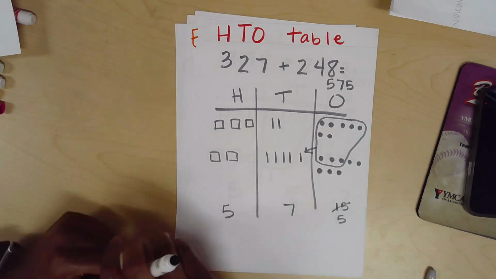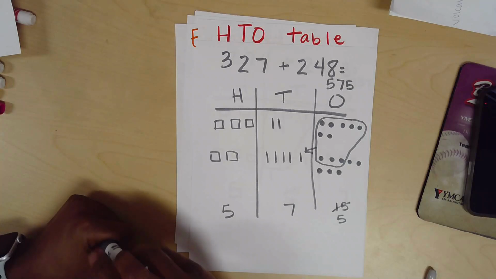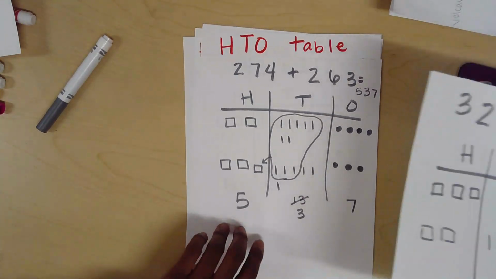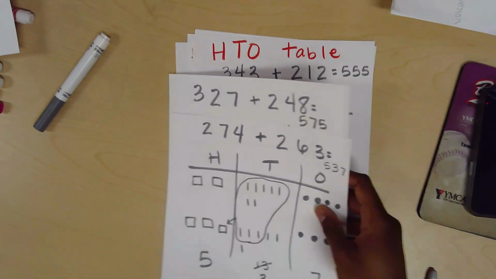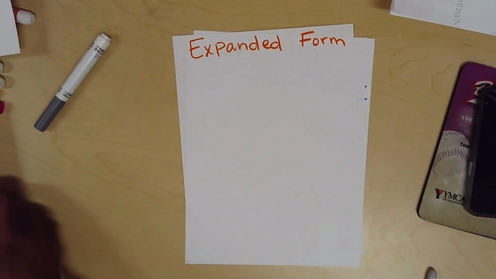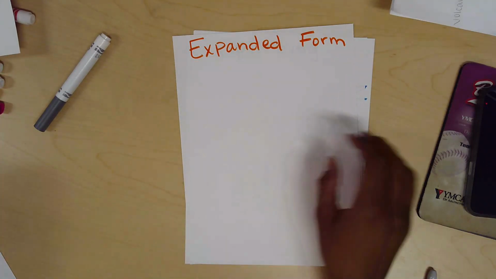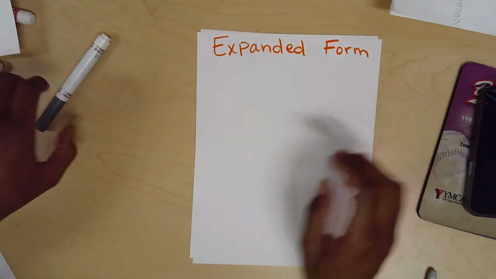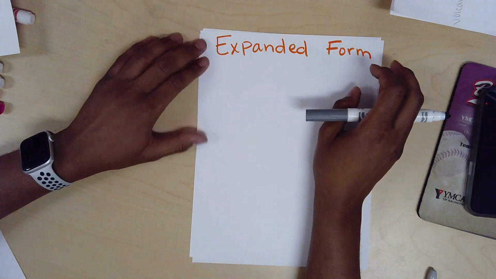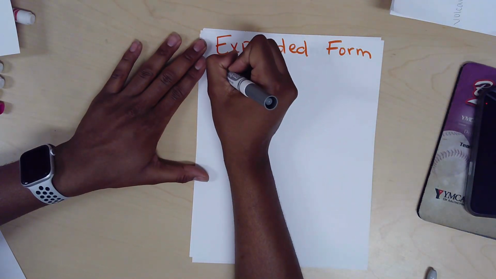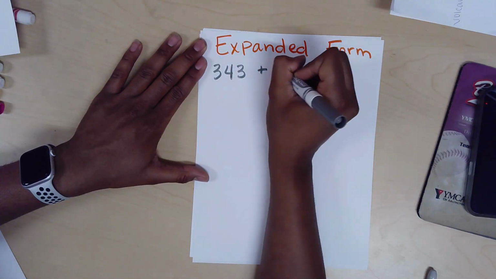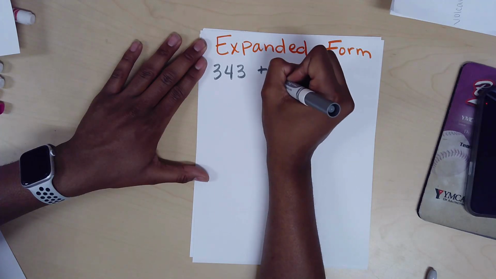So now, we're going to do the same first and second one with our other strategies. And then the third one will probably be different in case you watch the whole video, because I don't want you to just know what the answer is supposed to be. So the next one's going to be expanded form. Sorry. So we know our first equation we're going to be doing is 343 plus 212.